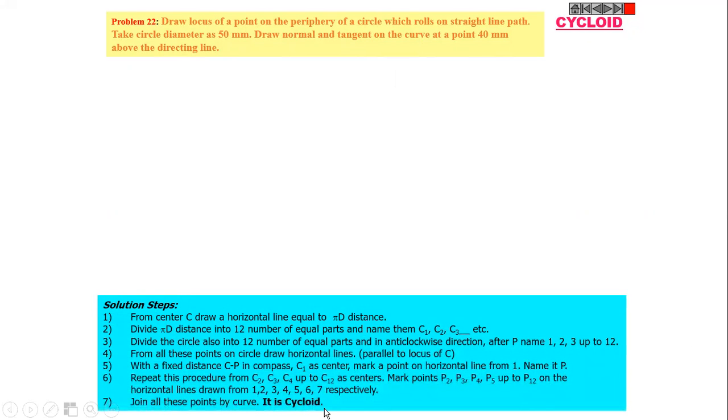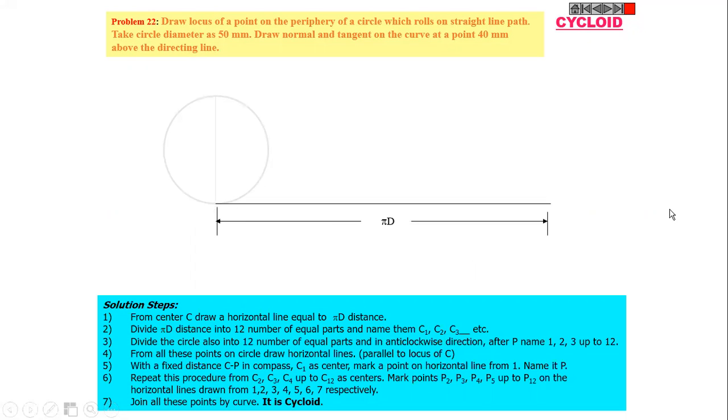We have to draw. First take center, draw a horizontal line, and this line is equal to pi d. Suppose draw the circle, given diameter as 50 mm. Radius is 25 mm. So draw one circle having radius 25 mm. Then mark this point and this distance is pi d, that is pi into diameter of a circle. Then this is distance pi d.